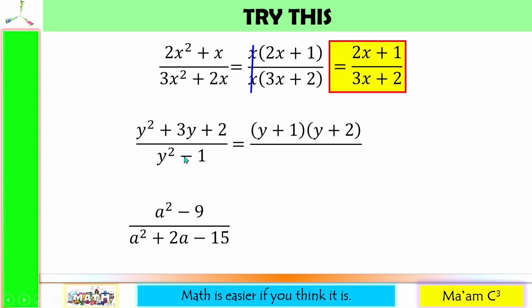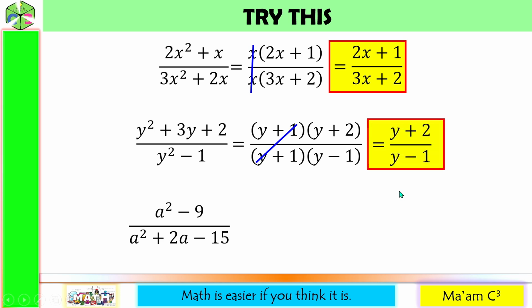Next one, this is a trinomial and the factors are quantity y plus 1 times y plus 2. And this is a difference of a binomial and the factors are quantity y plus 1 times quantity y minus 1. So we have common factors. Let us cancel them. Our final answer is y plus 2 all over y minus 1.